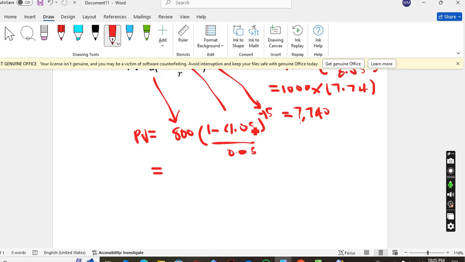So you start with 1.05 to the power negative 15. Then you subtract 1 from that and then you divide. I'll wait to hear answers.